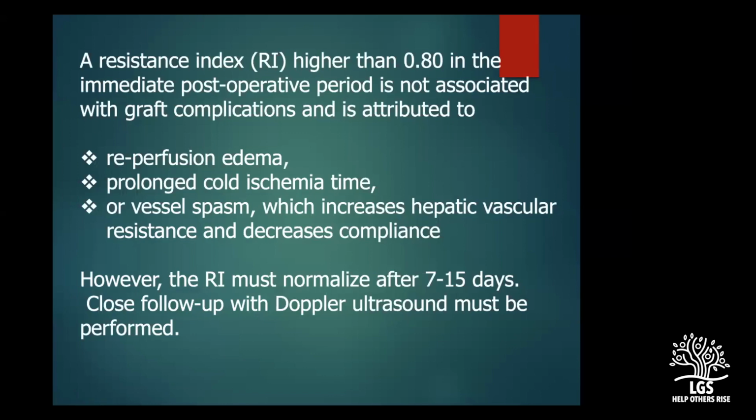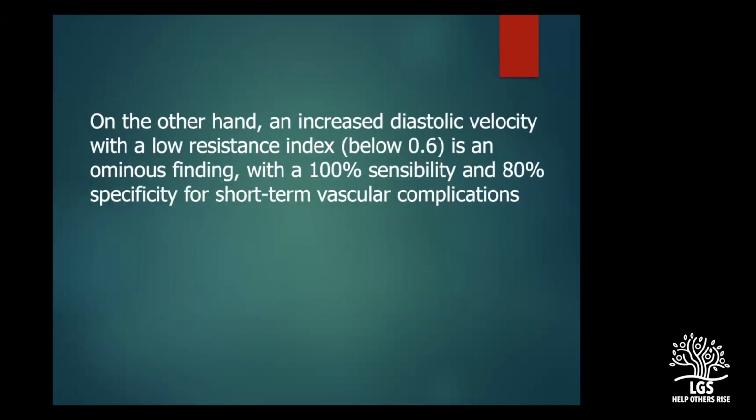This is, again, a little bit about what happens if the RI is more than 0.8. If the RI is more than 0.8, it can be because of reperfusion edema. It can be because of the cold ischemia time. It can be because of vessel spasm. So we don't have to worry about it. Generally, RI will normalize after 7 to 15 days, and we need to follow up with Doppler ultrasound. But if the RI is less than 0.5, that's not good because the sensitivity and specificity is fairly high for short-term vascular complications. So we need to be really vigilant about low RI, especially less than 0.5.